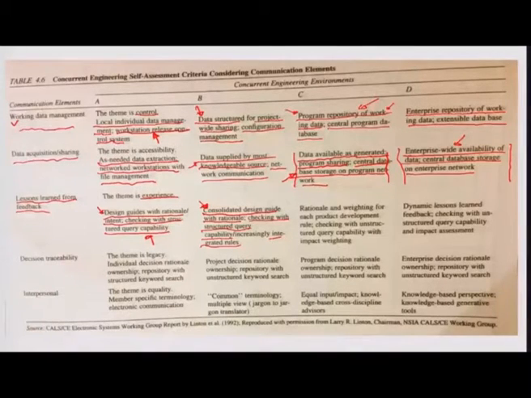There could be yet another level of experiential learning which talks about the rationale and the weighting for each product development rule, checking with unstructured query capability with impact weighing. At this level we are thinking about packing some kind of artificial intelligence which looks into a data structure with some kind of query capability, and gives a weightage or an impact to what would be the most useful query in a particular situation. So, you are defining or driving the rationale also by using a weighing factor. That could be a level of experiential learning.